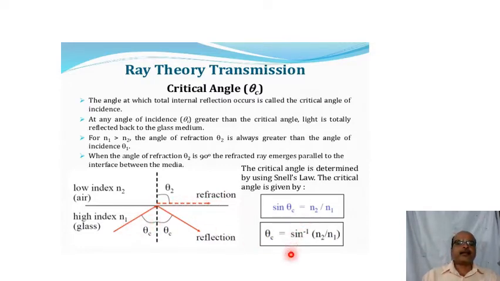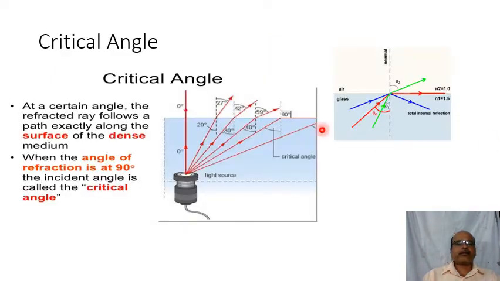And for this critical angle, sine of theta c is equal to n2 by n1, and theta c is equal to sine inverse of n2 by n1. In problem solving this formula is required. Find critical angle can be asked for 2 marks in objective questions, also in oral exams. If asked what is critical angle, you have to answer with this definition and formula.